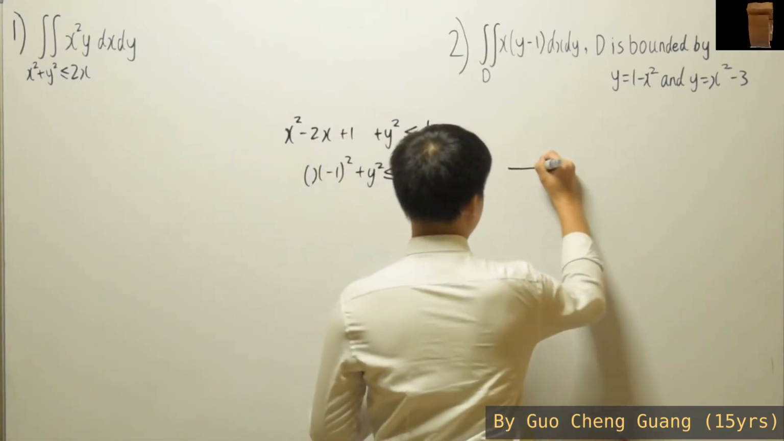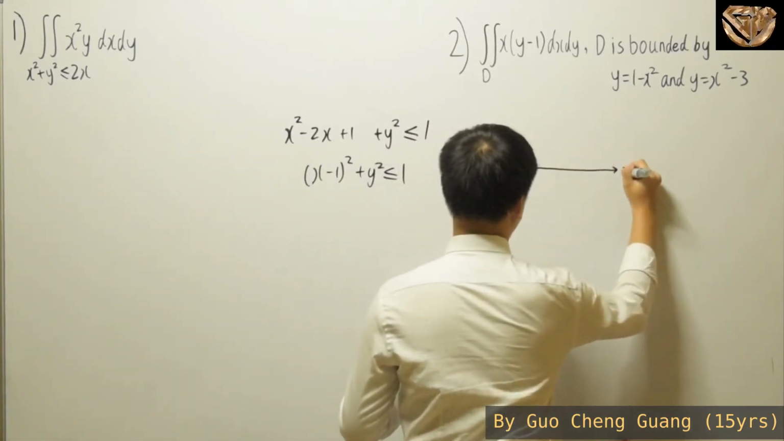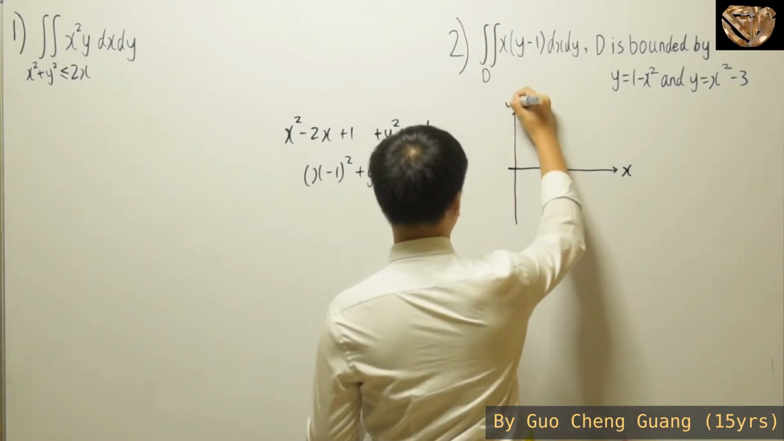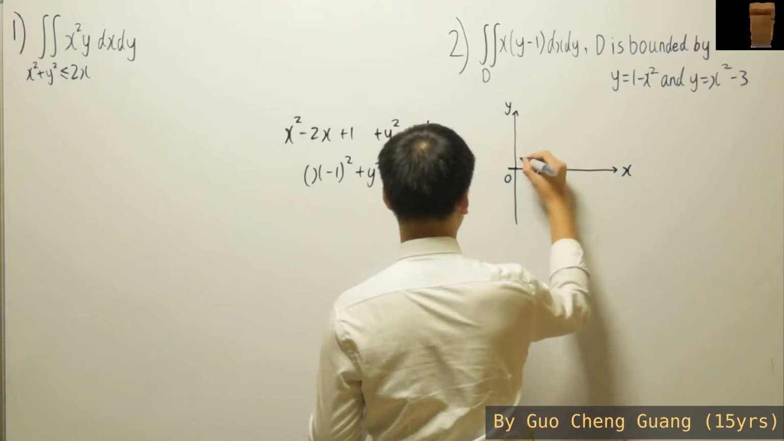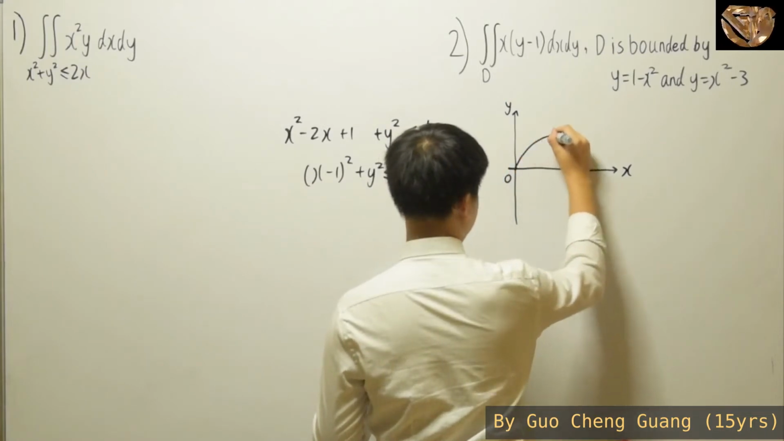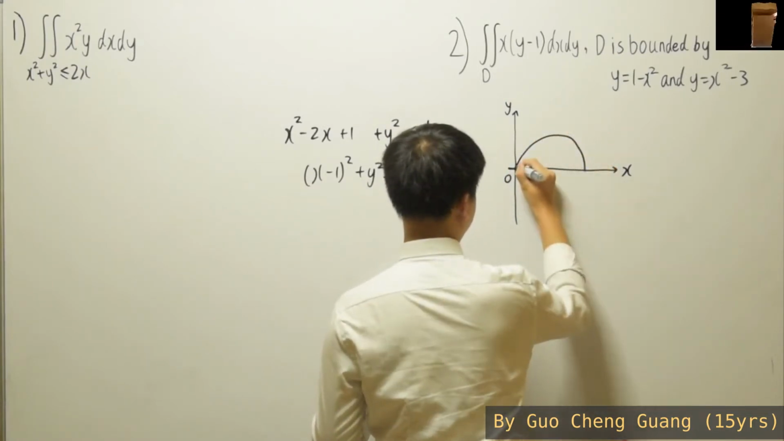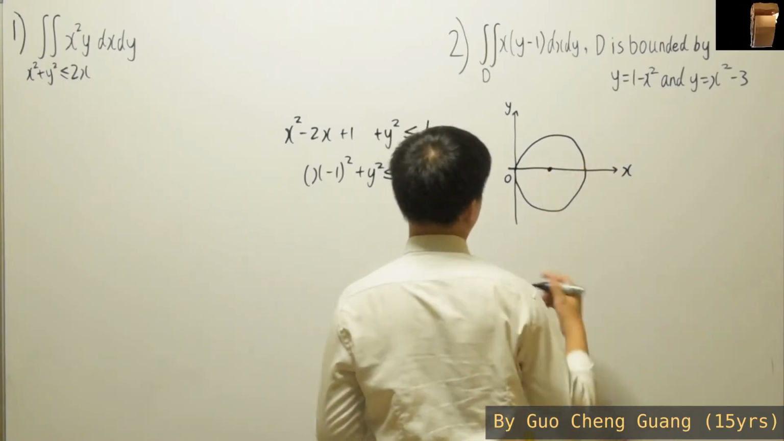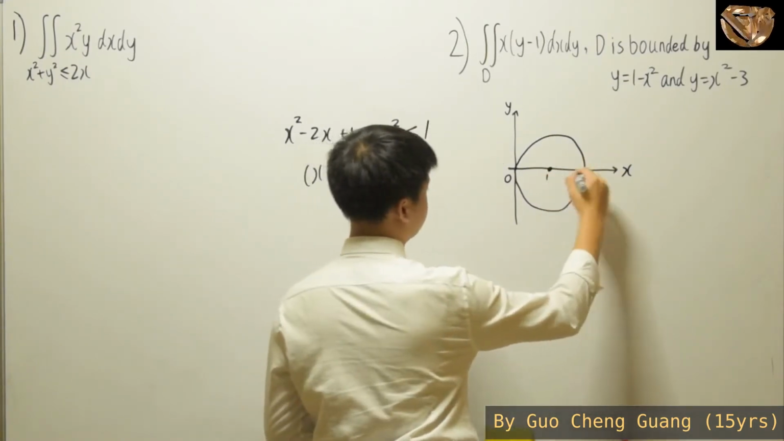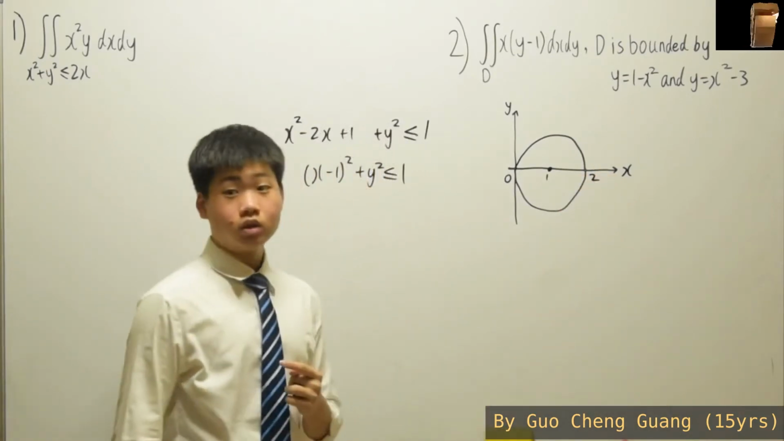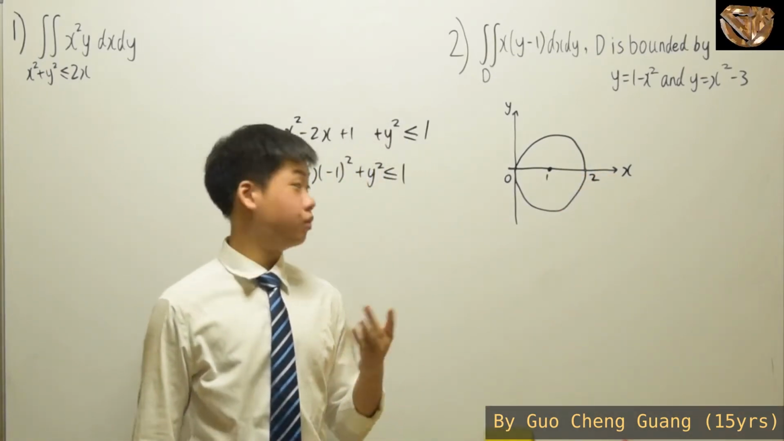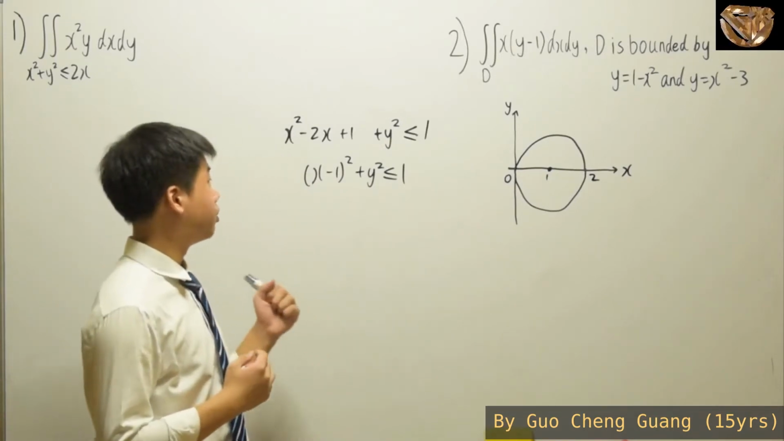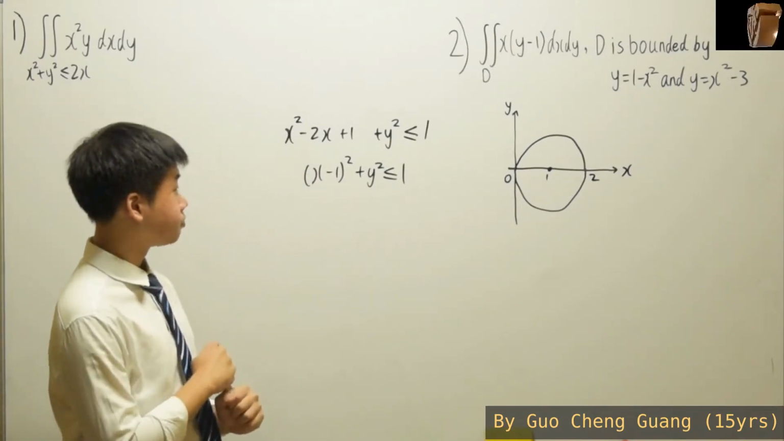So this, you should be more familiar with it as it is one of your circle equations. So what will this circle look like? So essentially this is a circle of radius 1 centered at 1, 0. So centered at 1, 0 with a radius of 1, alright? So that is the kind of circle you will be seeing, alright? So what's so special about this circle over here?